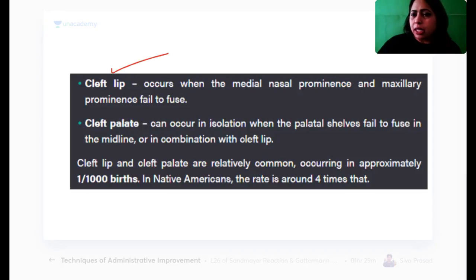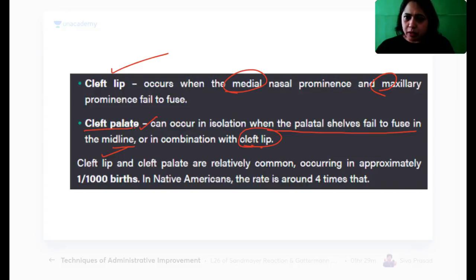Okay, so now here, if it includes the cleft lip, what is cleft lip? Why is it happening? It is because of non-fusion of these two. Cleft palate is because when palatal shelves fail to fuse in the midline. And that can also include the cleft lip. Okay, whenever this deformity is there, there could also be cleft lip. Cleft lip and cleft palate are again very relative terms. It's just like deaf and dumb. So a person with cleft lip will also probably have cleft palate and vice versa. And in Native Americans, the rate is much higher compared to other geographical regions.